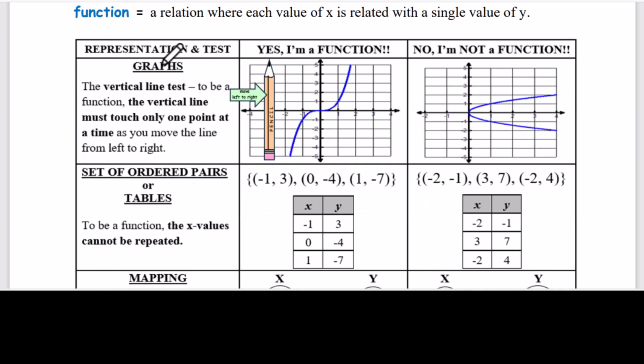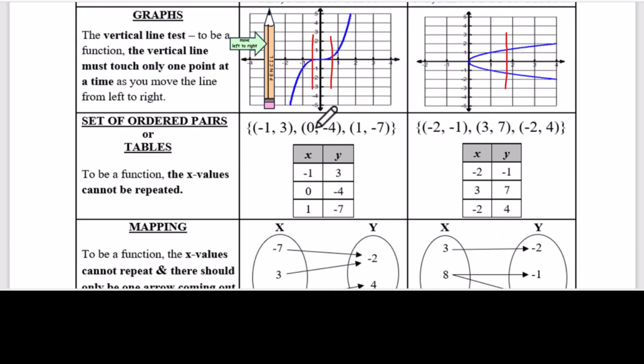We learned how to identify whether it's a function or not, looking at 4 different rules, first one for the graphs. If I have a graph, the rule is use the vertical line test, and if you only touch 1 point at a time, that means it is a function. But if you touch 2 or more, not a function.